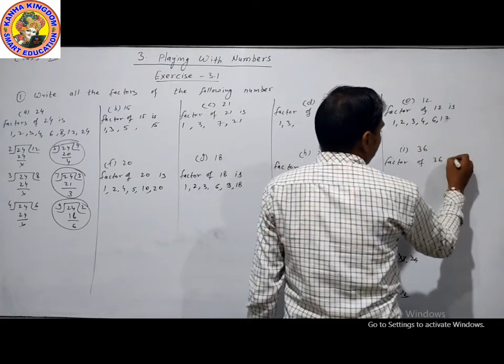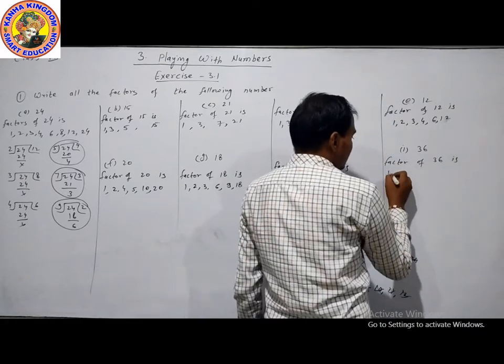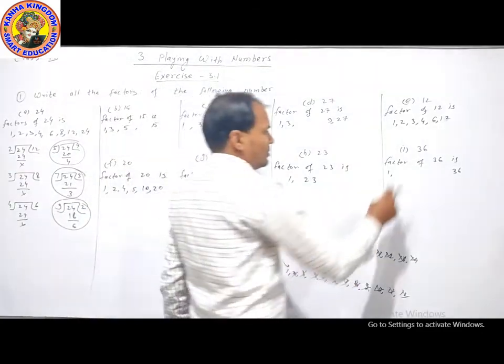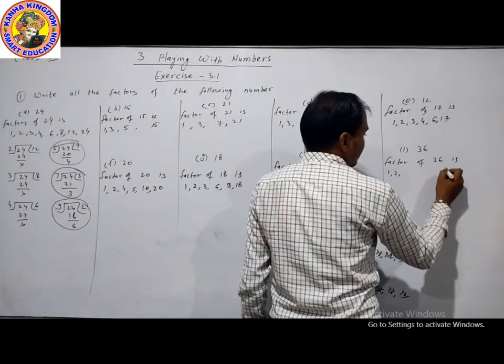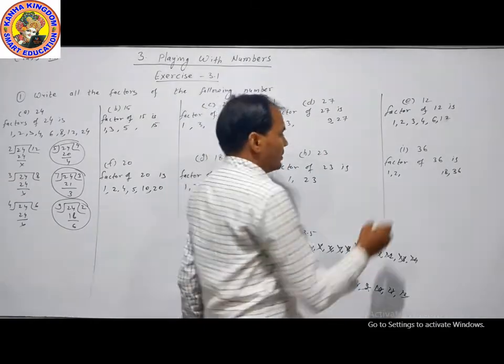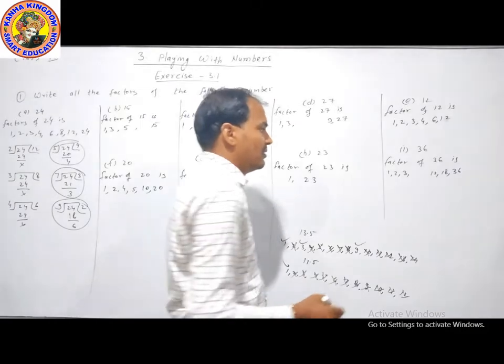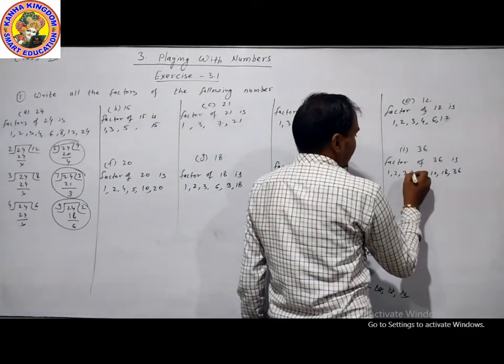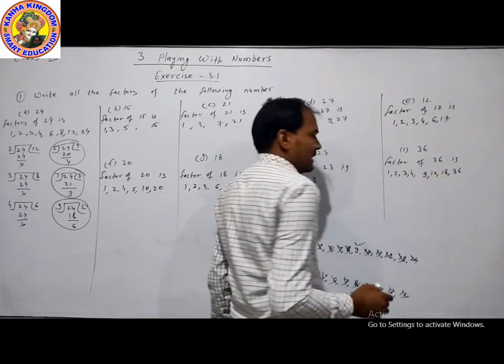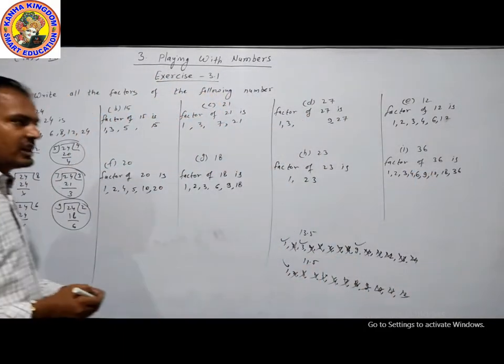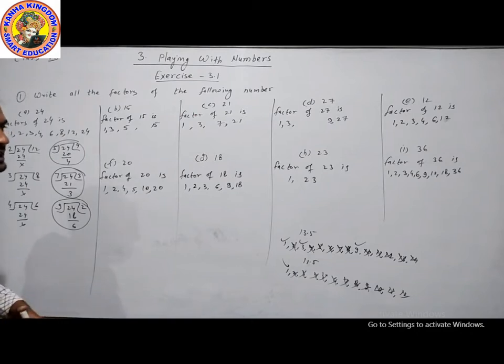Factors of 36: 1 and 36 are our factors. Now we will divide by 2; this will be 18 times. Now by dividing by 3, this will be 12. By dividing by 4, this will be 9 times. By dividing by 6, this will be 6. So our factors are 1, 2, 3, 4, 6, 9, 12, 18 and 36.